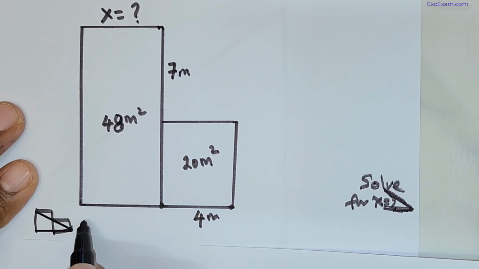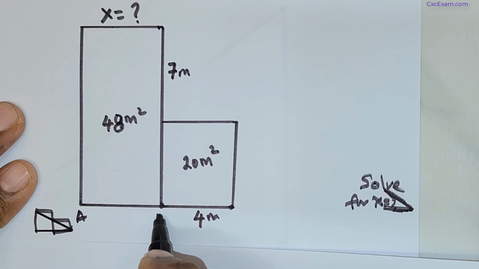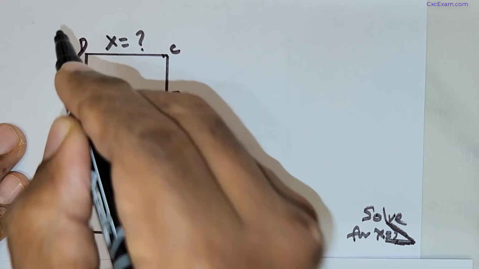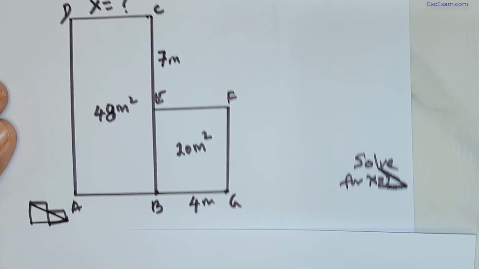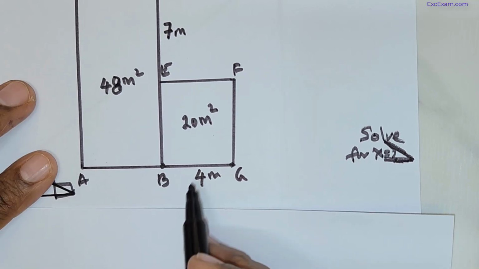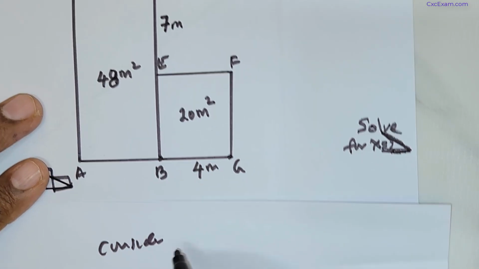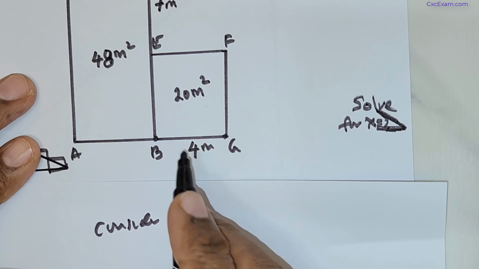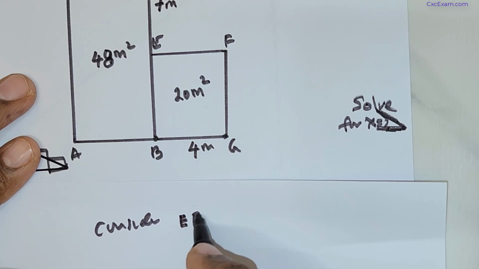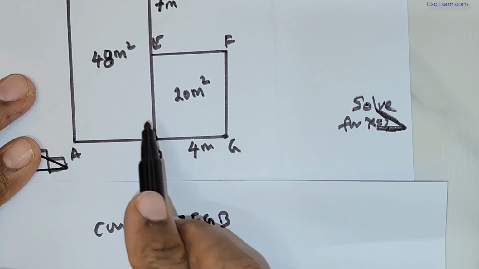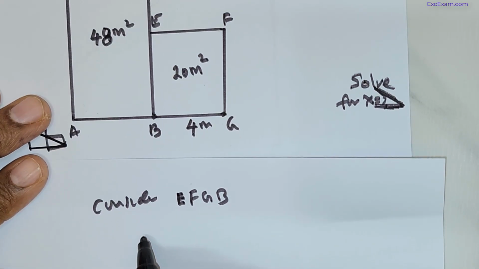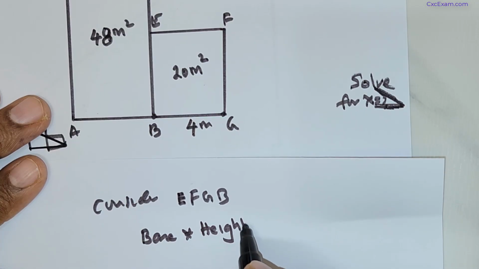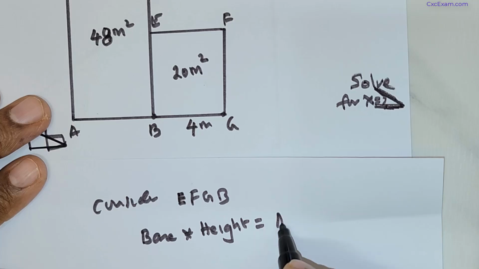So if I were to name them as A, B, C, D and E, F, G, what I would do is I would consider the shape EFGB. Now this is a rectangle, so the formula is base times height will be equal to the area.